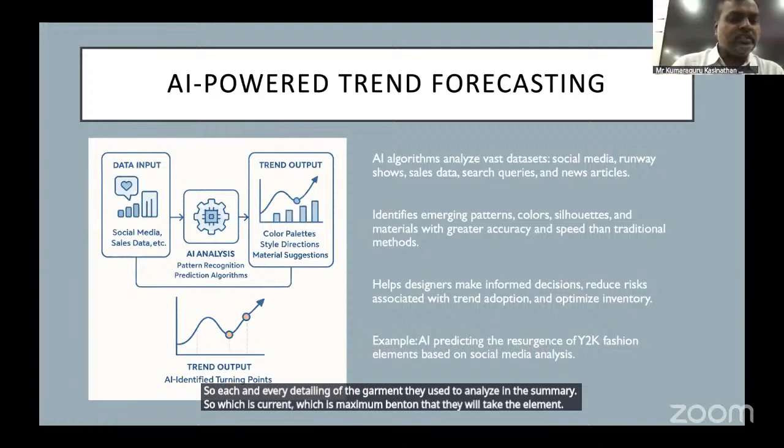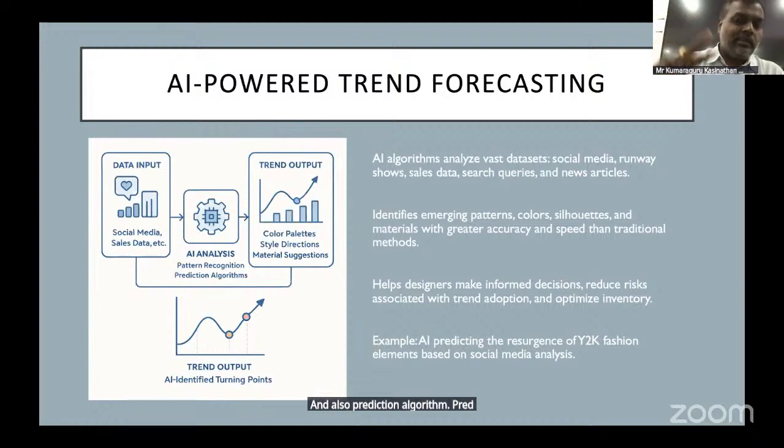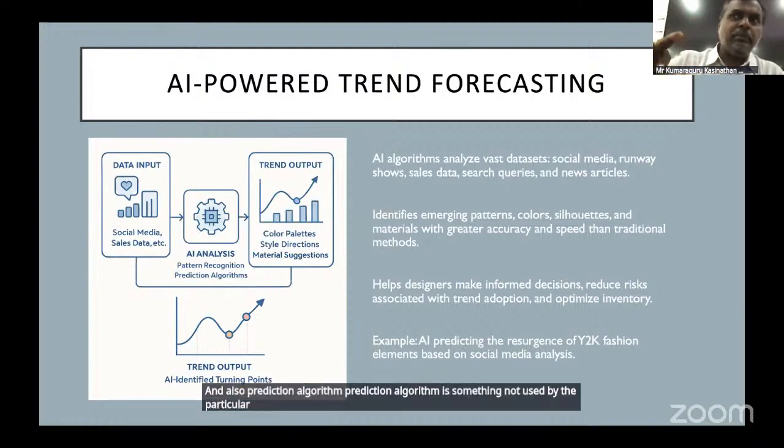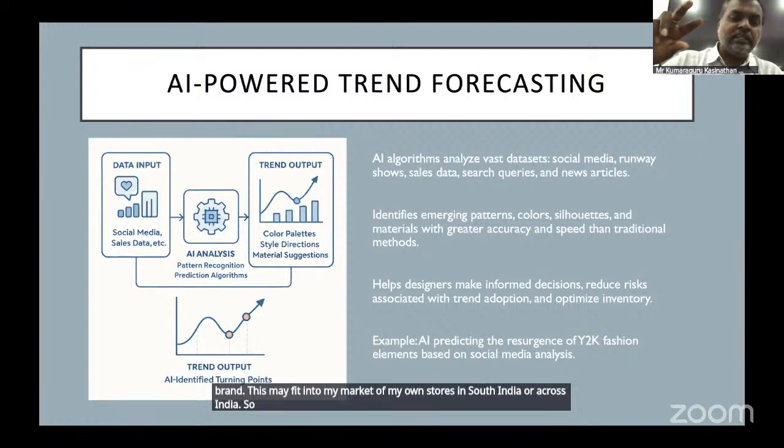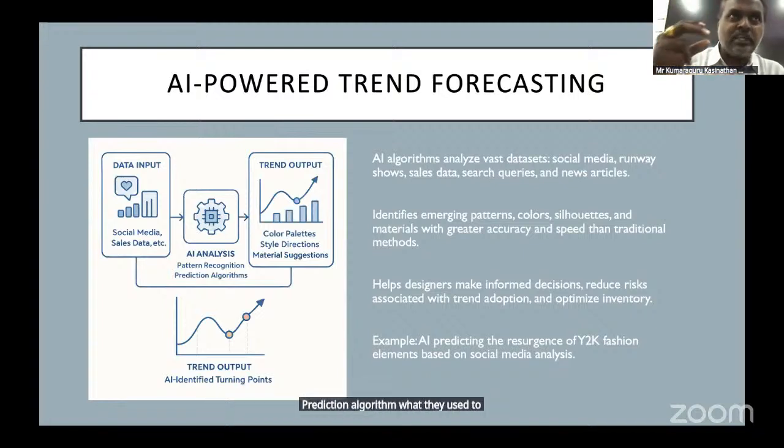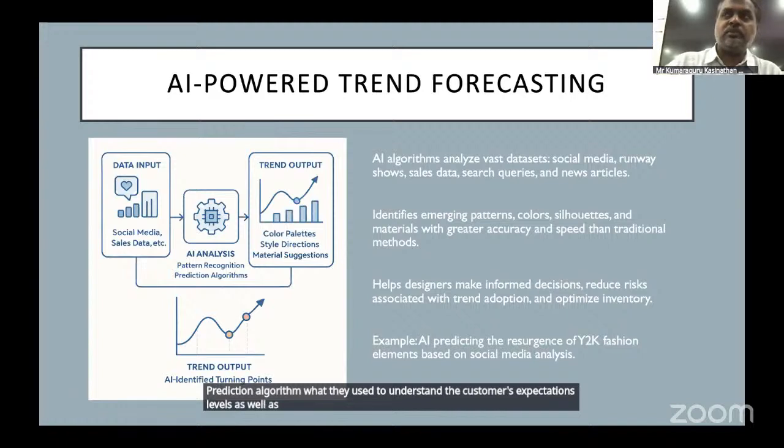And also the prediction algorithm. The prediction algorithm is something not used by the particular brand. It may happen in some other market, by some other designer label or international brand, or in an international fashion show. Those kinds of elements, they may think, may fit into my brand, or into my market of my own stores in South India or across India. So they take all those things. There is a prediction algorithm. What they do is understand the customers' expectation levels, as well as the past experience of the brand, and what is happening in the market from the current trend. That is the prediction algorithm they use. Then they give a trend output.